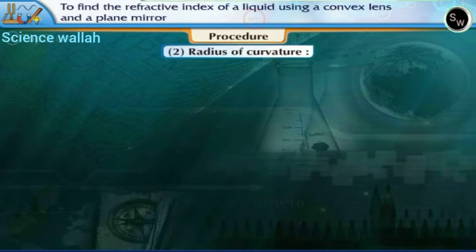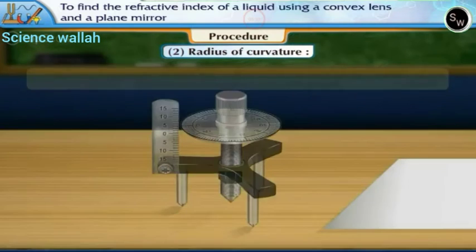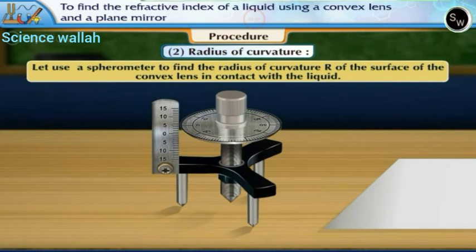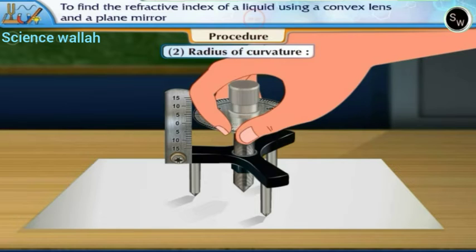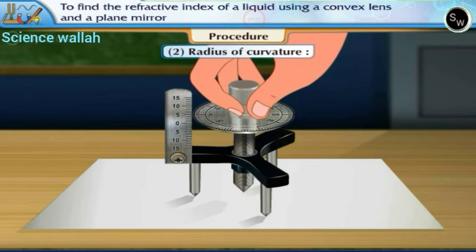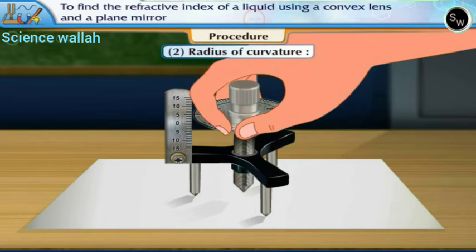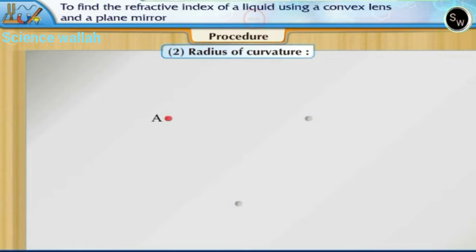2. Radius of curvature. Let's use a spherometer to find the radius of curvature r of the surface of the convex lens in contact with the liquid. Place the spherometer on a plain paper and press it gently so as to get impression of the tips of the 3 legs. Mark these pricks as A, B and C.